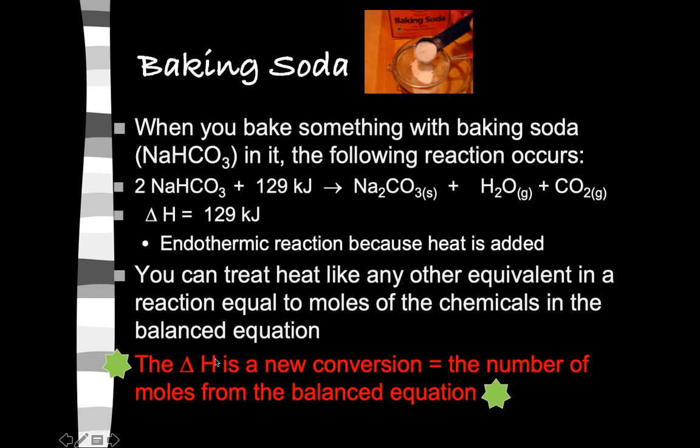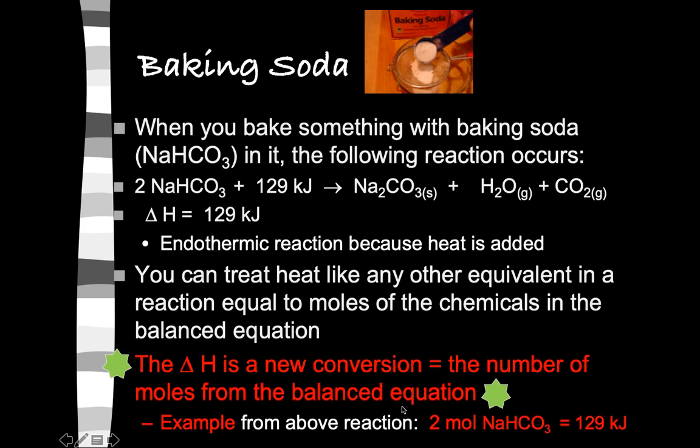So the delta H is equal to the number of moles from the balanced equation. So your delta H, 129, is equal to the mole ratios that we used to get. So that is why this still fits into stoichiometry, because you're still getting ratios or equivalents from the balanced equation. It's just that instead of going from moles to moles, you could go from kilojoules to moles or moles to kilojoules. So delta H is a new conversion, and it's equal to the number of moles from the balanced equation. All right. So again, from above, your example would be there's 2 moles of sodium bicarbonate for every 129 kilojoules. So that would be a ratio you could set up in a DA problem.